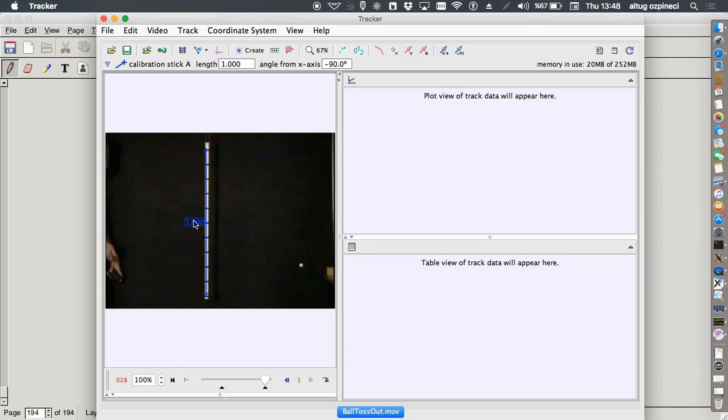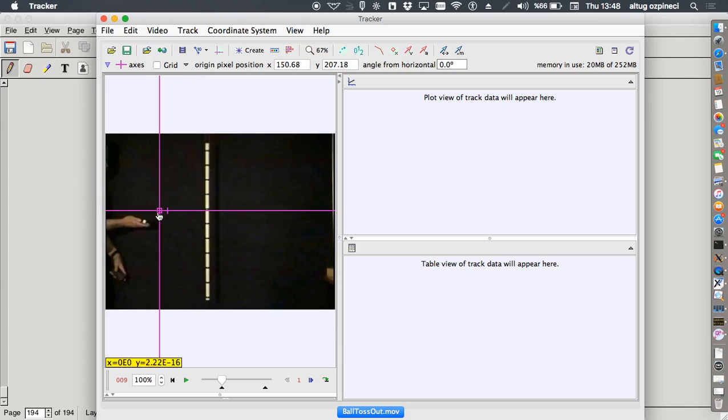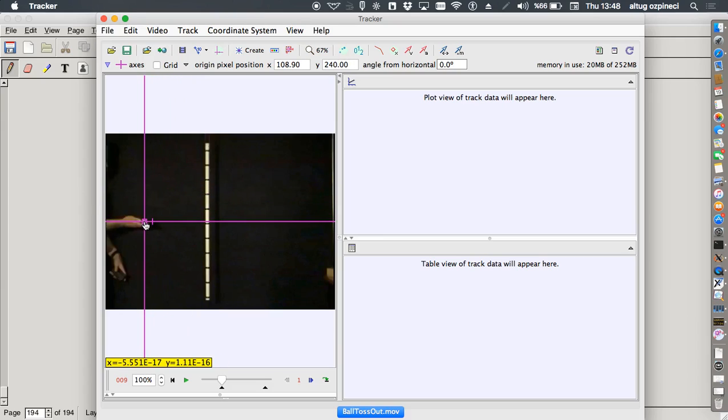Okay, so now we have our calibration. Now we have to choose the coordinates. Well, this is just randomly chosen coordinates. So let me bring it to the beginning of the movie. So let me just move my origin to the initial position. So I have my coordinate axis. One of them I chose to be horizontal, the other one vertical. And well, you can even rotate it, and this is my origin.